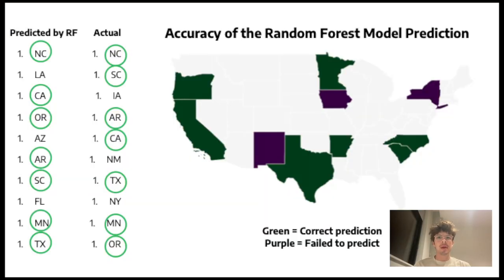The map on the right displays the states predicted by our random forest model to have the 10 highest values of assistance. As you can see, 7 of these predictions were accurate, defined as also being in the set of the top 10 highest values of assistance observed in 2020. Particularly interesting to note is that our model accurately predicted North Carolina as the state which will have the highest amount of assistance in 2020.